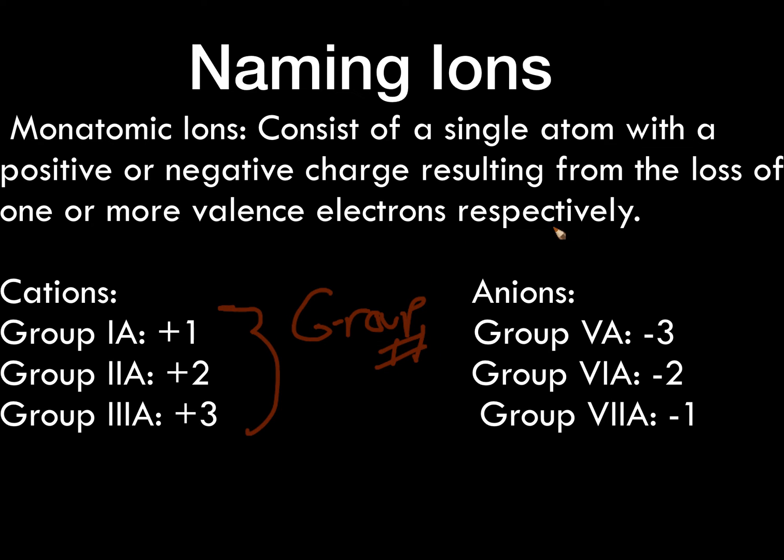Now, if you have a periodic table in front of you, looking at your anions, you basically take your group number and you subtract it from 8 because we all want to have 8 electrons in our outermost energy level. So group 5, we would have 5 minus 8 would give us negative 3. So that's how group 5A nonmetals form a negative 3 charge.